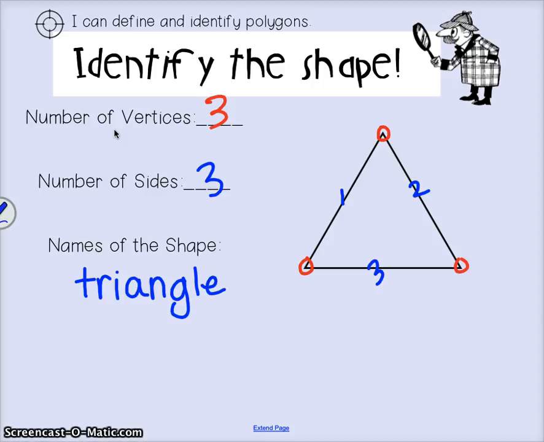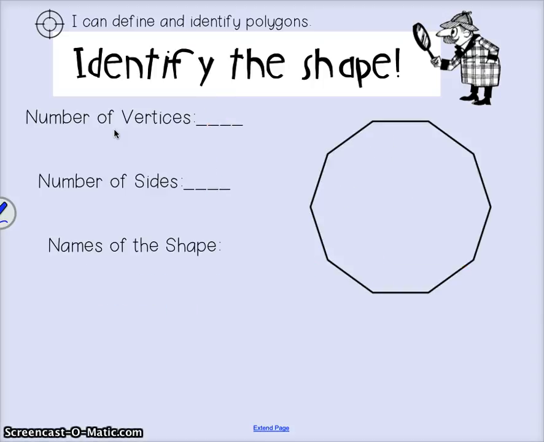Let's take a look at the next one. Identify the shape. Number of vertices. Make sure that when you count a shape with this many sides, and any shape, you mark where you start. So 1, 2, 3, 4, 5, 6, 7, 8, 9, 10 vertices. It has 10 vertices. Let's think about how many sides it might have then. You might see a connection here. 1, 2, 3, 4, 5, 6, 7, 8, 9, 10 sides, 10 vertices, always the same.